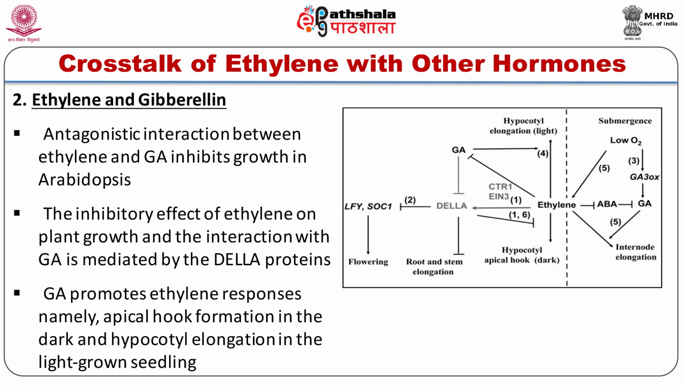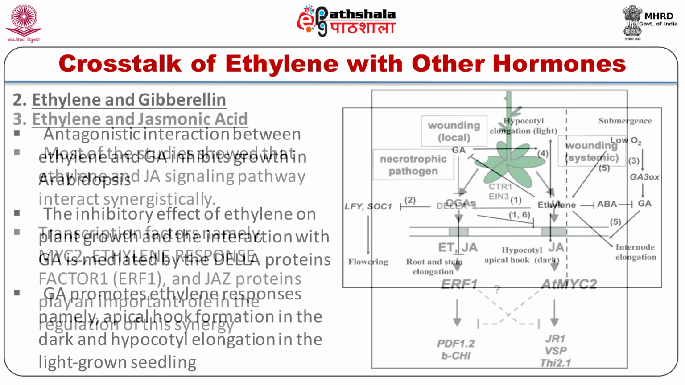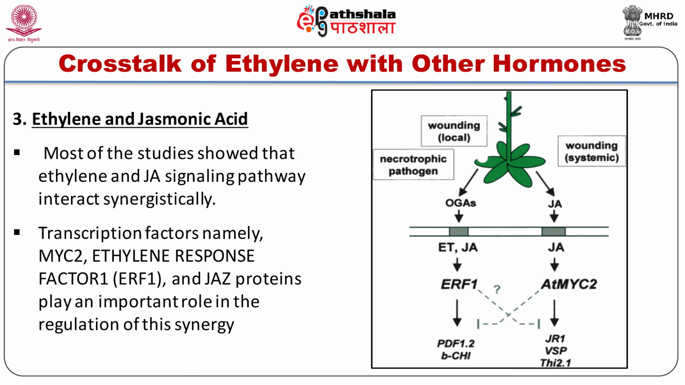It is evident in Rumex that submergence induces the expression of the GA3OX gene, which encodes the enzyme responsible for the production of active GA. Therefore, during submergence, on one hand ethylene reduces ABA biosynthesis and on the other hand enhances GA accumulation. The change in the balance between ABA and GA results in a GA induced stem elongation. Most of the studies showed that ethylene and JA signaling pathways interact synergistically. Both ethylene and JA signaling are required for the expression of defense related genes.